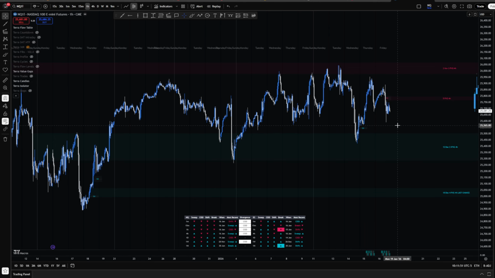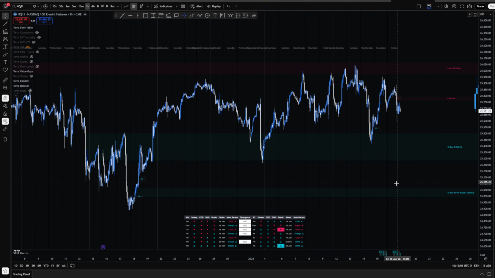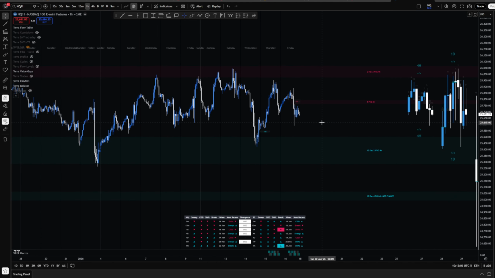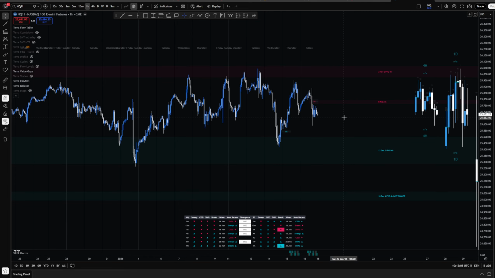So I'm not going to mark this one out because I expect it will just wick straight through it and come down to this level again. That's what I would expect to happen. And we've already got this level marked out. So when it comes to higher time frame analysis, I only ever really go down to the 1 hour. Going down to the 15 minutes is a little bit overkill, a little bit too intraday.